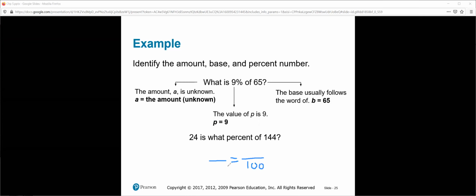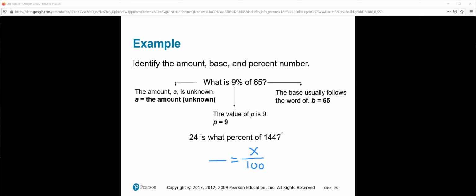Notice there is no percent sign anywhere in the question. So that must mean the percent sign is what we're solving for. Well, that makes sense, right? This guy is what we're solving for. Now we got to look at this.